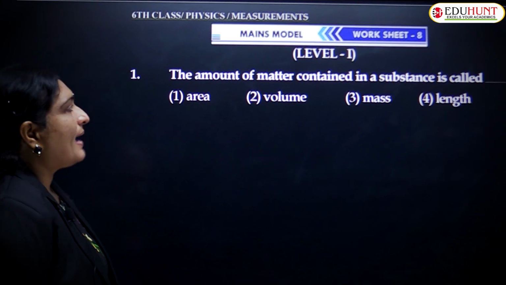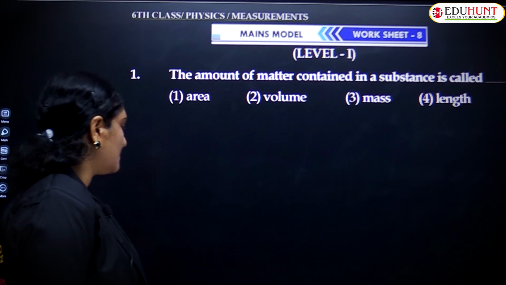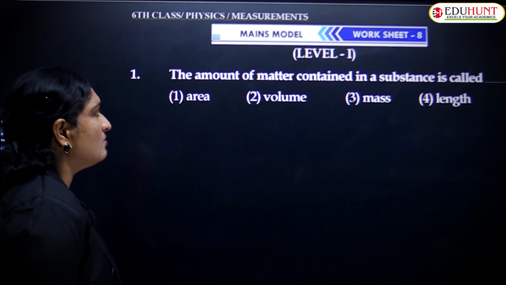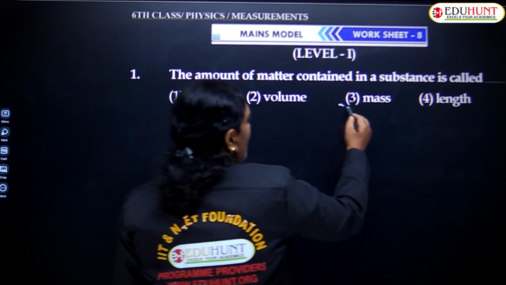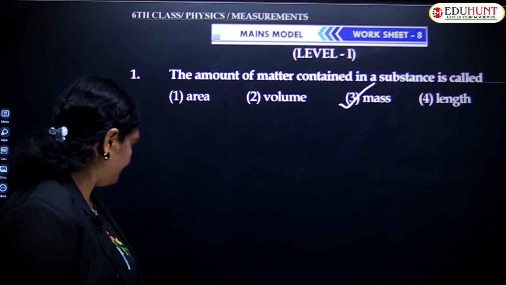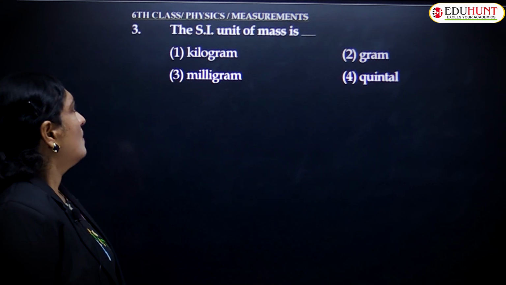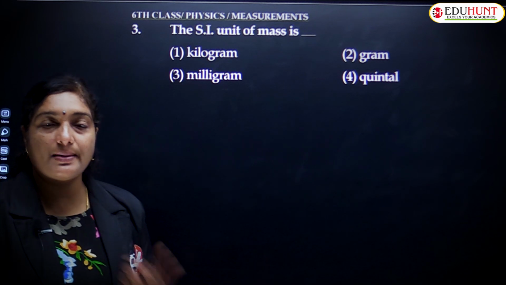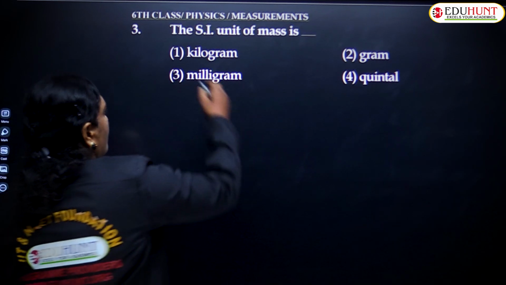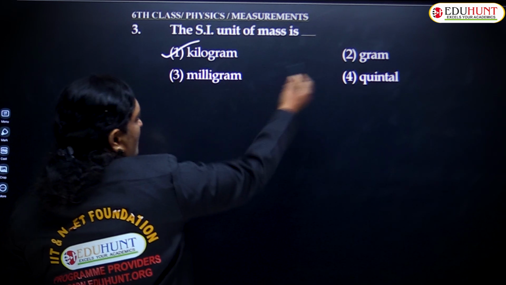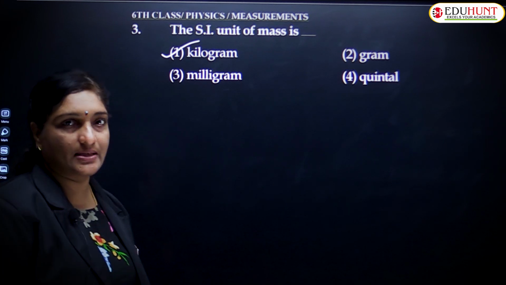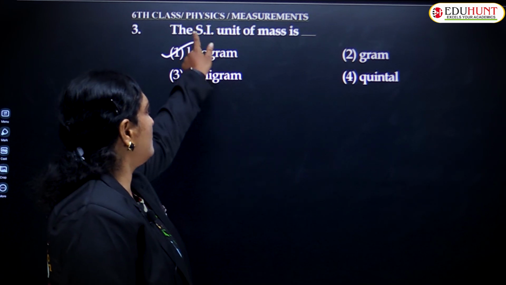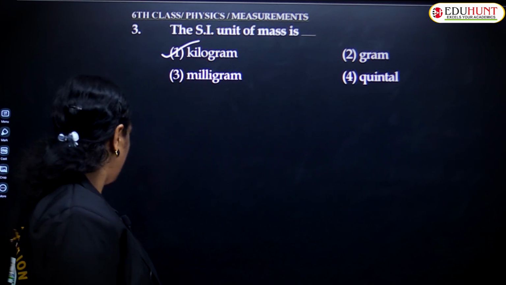The amount of matter contained in a substance is called what, children? The amount of matter contained in a substance is called mass. Very good. Next, mass is measured in kilograms. Other units are milligram, gram, quintal. But the SI unit, the standard unit, means kilogram only.